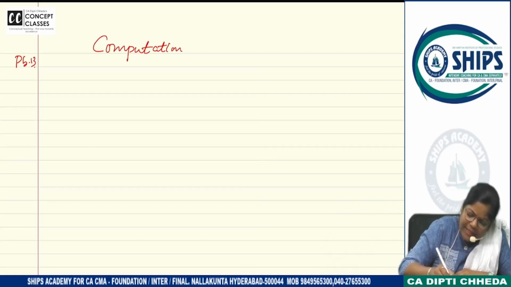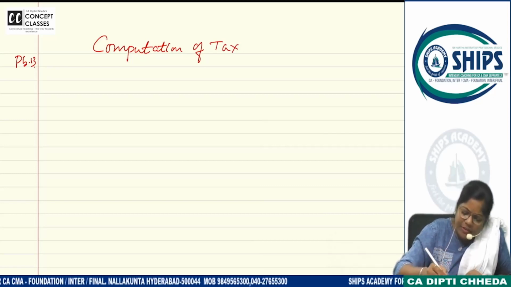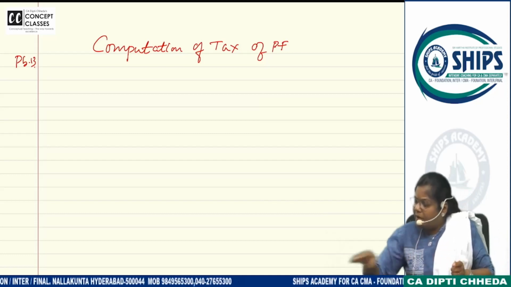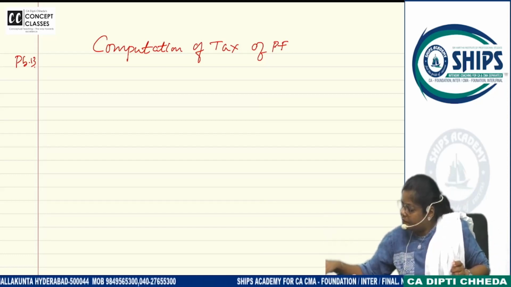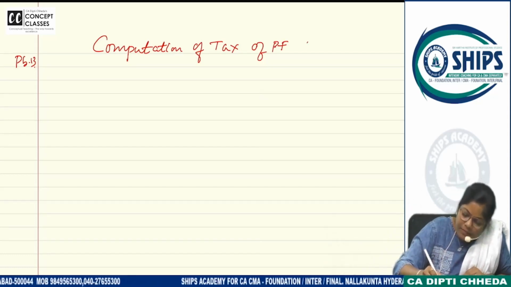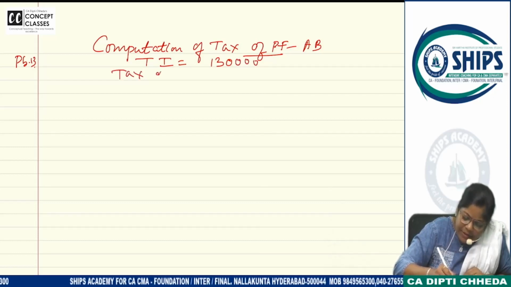Running booster notes only. कल से शुरू करेंगे. Another notebook for solving the problems. Computation of tax for partnership firm. AB, पार्टनरशिप फर्म का नाम है. टोटल इनकम कितना है? So what will be the tax, dear students, at the rate of 30%?